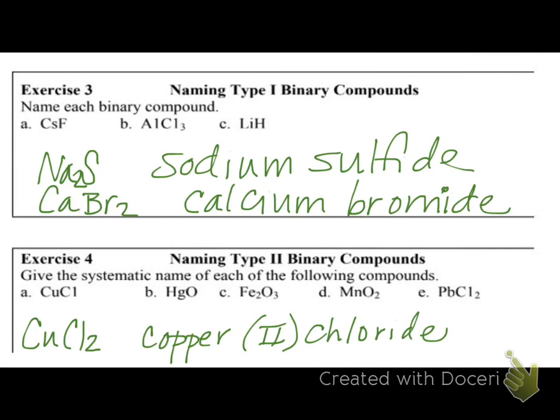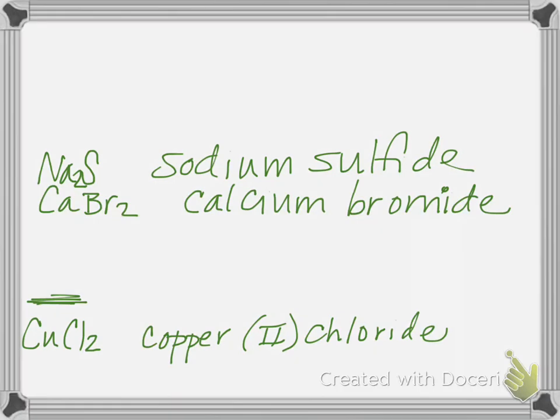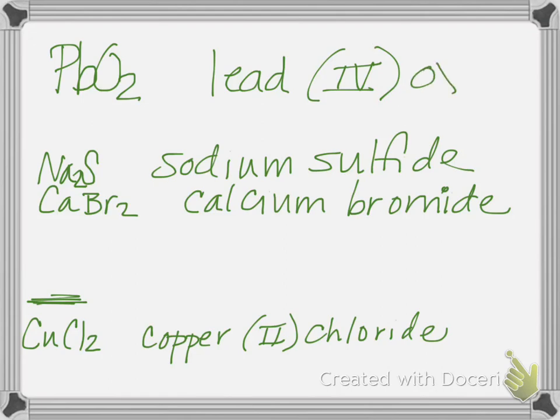Okay. All right. So this one was copper 2 chloride, but this one right here would be what? Copper 1 chloride. Okay, what about this one? Lead 4 oxide. Because oxygen is always a -2 unless it's in a peroxide, but this is not a peroxide. Usually it's not a peroxide with a metal. So that would be lead 4 oxide.